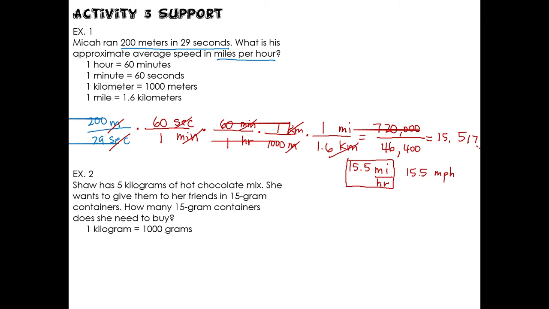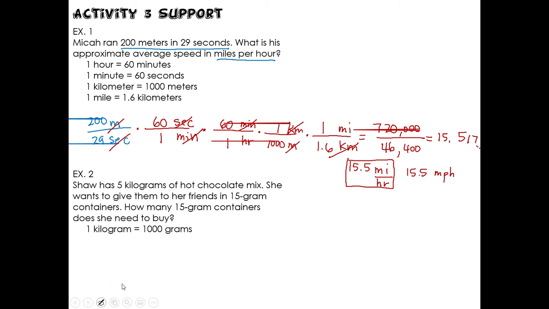So now for example 2, there are 3 examples here. And here we go. Shaw has 5 kilograms of hot chocolate mix. It's a lot of hot chocolate mix. She wants to give them to her friends in 15-gram containers. How many 15-gram containers does she need to buy? Now 15 grams is not a lot, so I'm sure she's going to make a whole bunch.